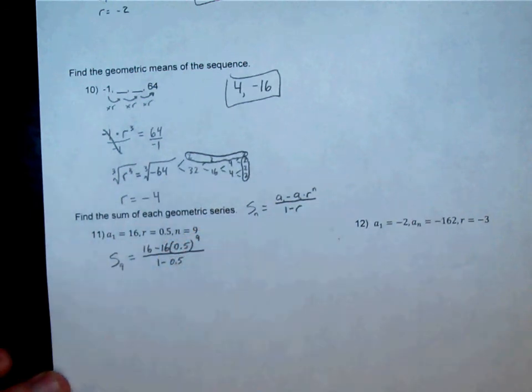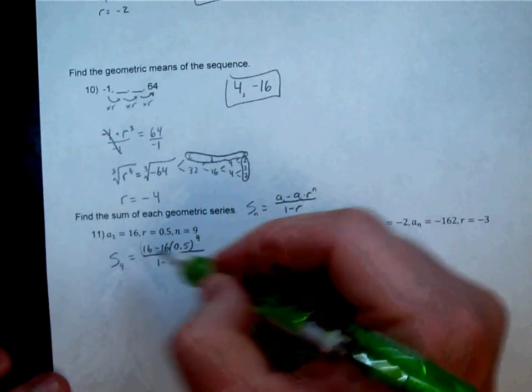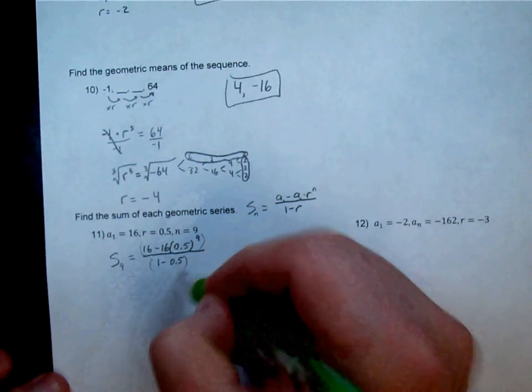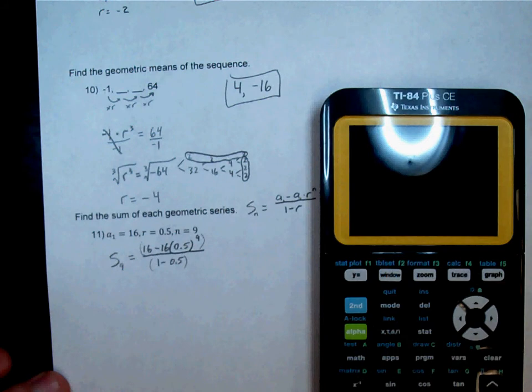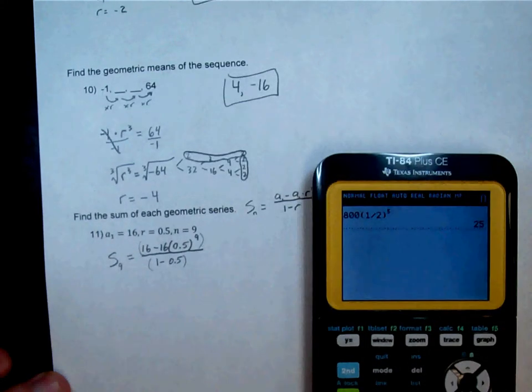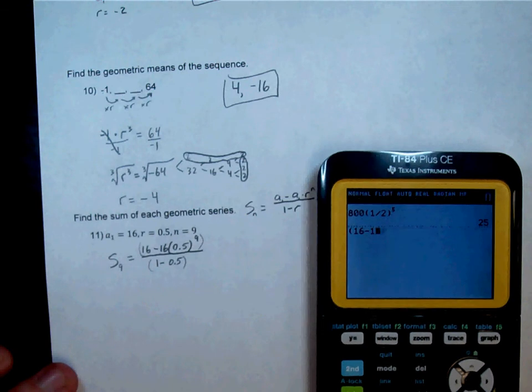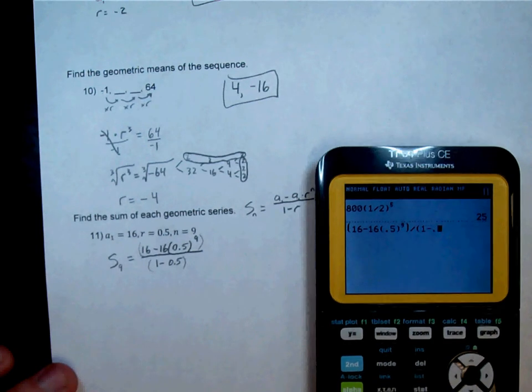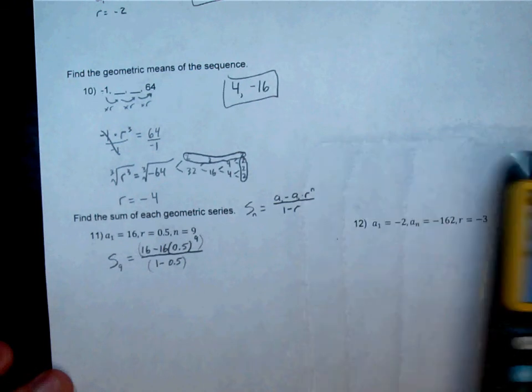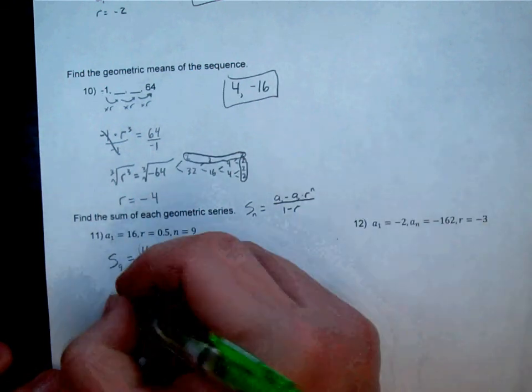I'll type that whole thing in the calculator all at once. Just be careful. Make sure you do parentheses around the numerator, parentheses around the denominator. Now, pull out the calculator. Let's type it in. Parentheses. 16 minus 16 times 0.5 to the power of 9. Get out of the exponent, close the parentheses. I'm done with the numerator. Divide. Now parentheses for the denominator. 1 minus 0.5. Parentheses, close them. We get an answer. So 31.9375.